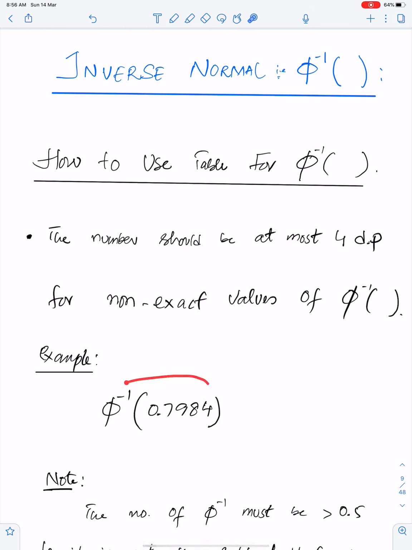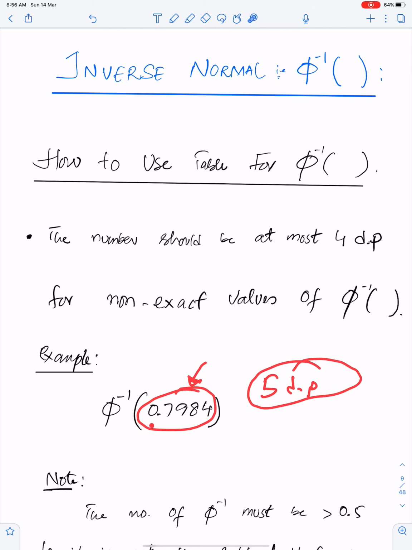The number is up to 4 decimal places, maximum 4 decimal places. You cannot find a 5 decimal place number in the table. So this number should be up to 4 decimal places, at most 4 decimal places.